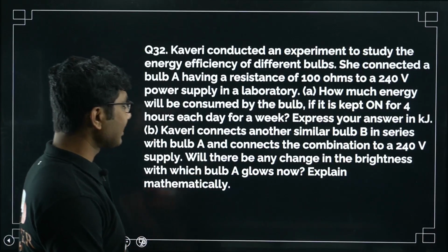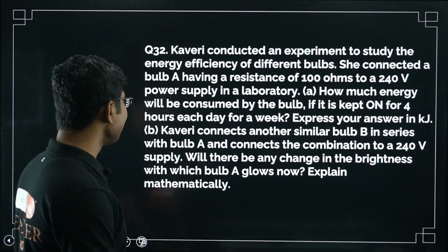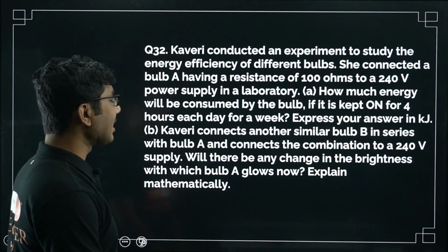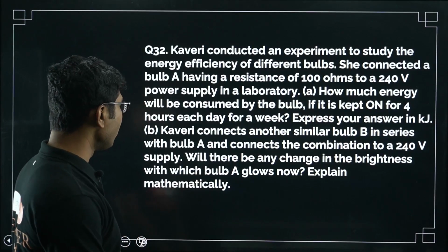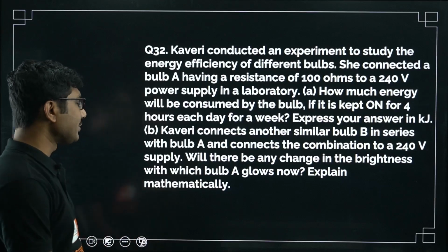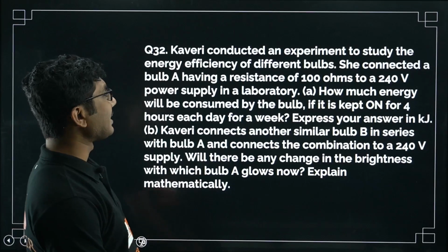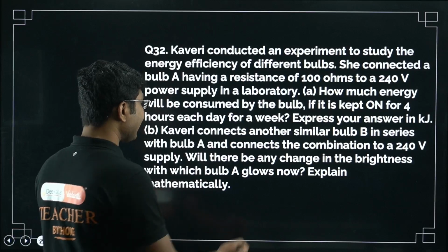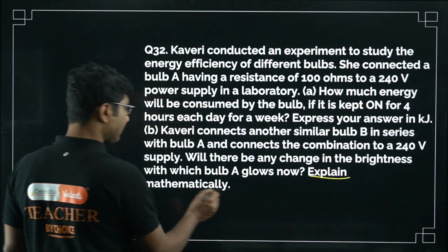Kaveri connects another similar bulb B in series with bulb A and connects the combination to a 240 volt supply. Will there be any change in the brightness with which bulb A glows? Now explain mathematically. Mathematically is very important. Part B also we need to explain mathematically.